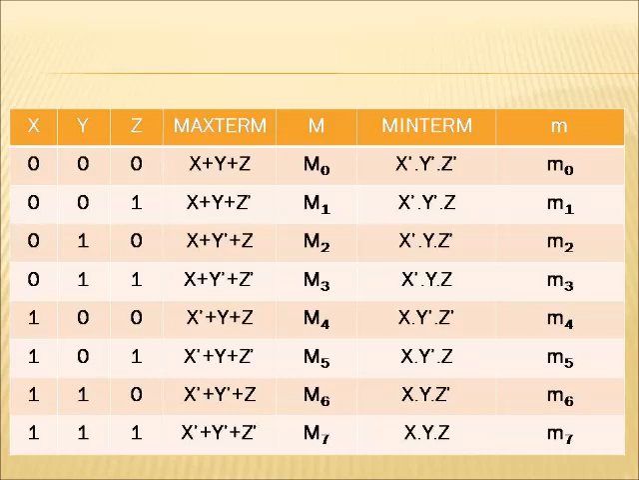The reason is that when z is equal to 1, we have to write it as z bar. So when x is equal to 1, y is equal to 1, z is equal to 1, the max term is x bar plus y bar plus z bar.